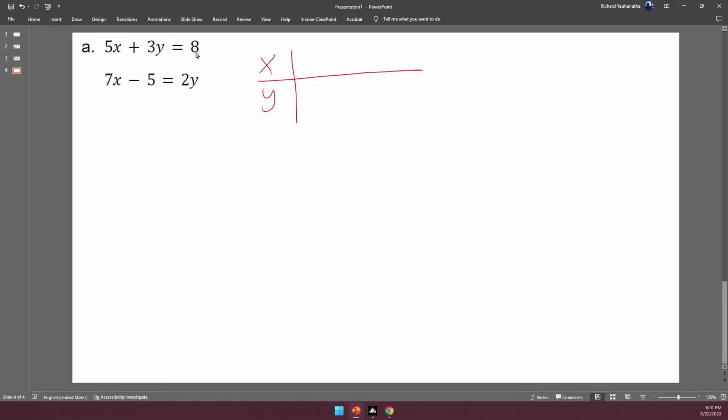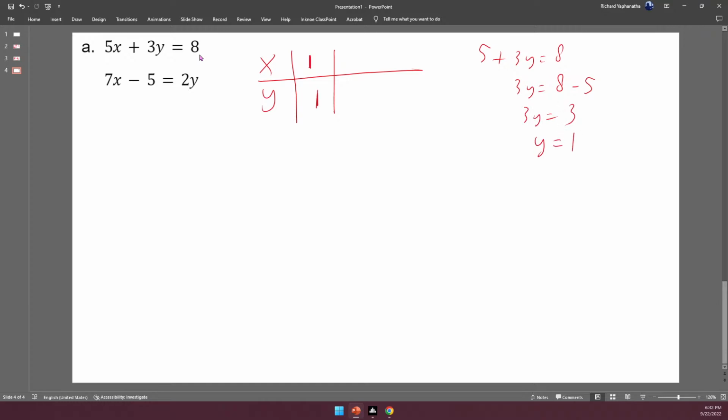I want to pick, for example, x is 1. If x is 1, we want to find what y is. We put x as 1: 5 multiplied by 1 is 5, plus 3y equals 8. So it will be 5 plus 3y equals 8. We move the 5, it will be 8 minus 5. It will be 3y equals 3. So y will be 1.